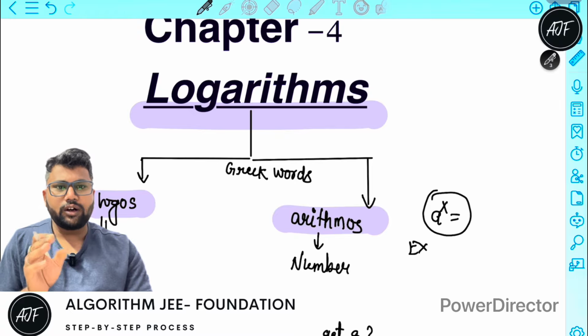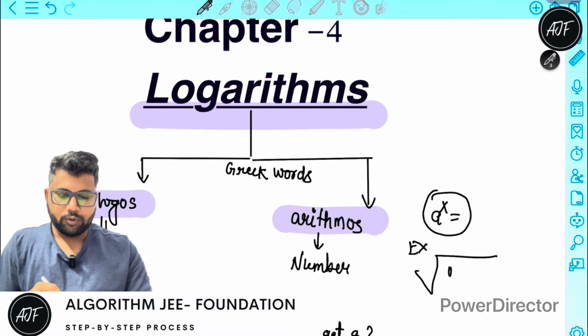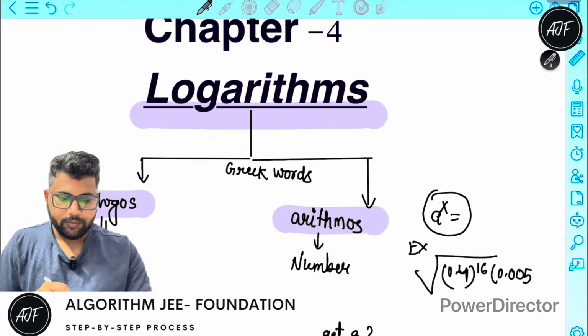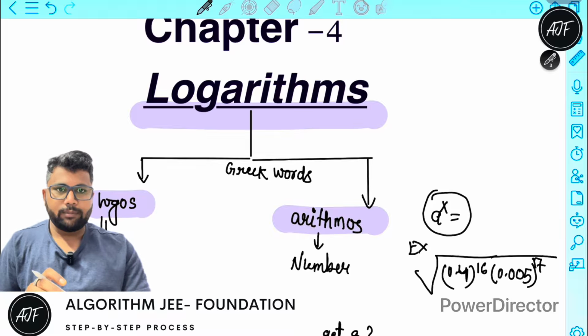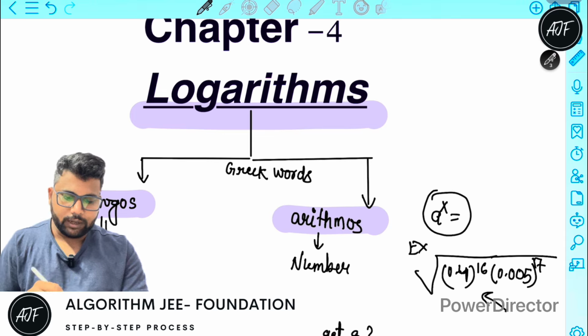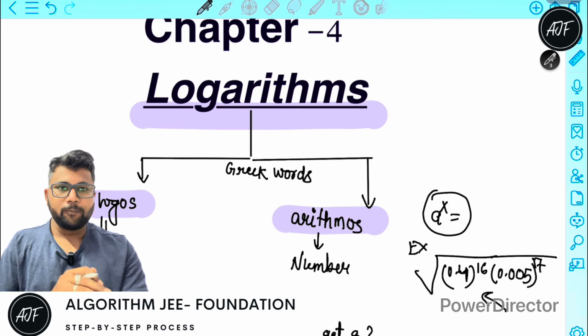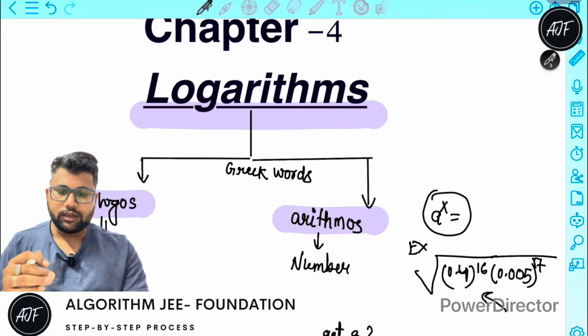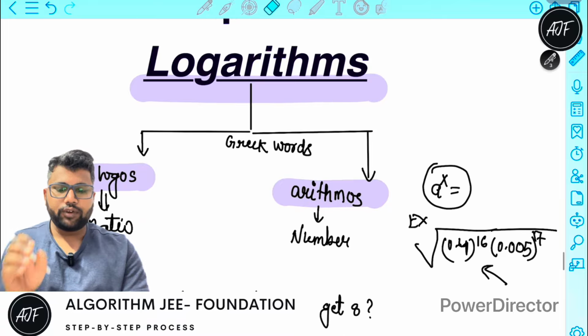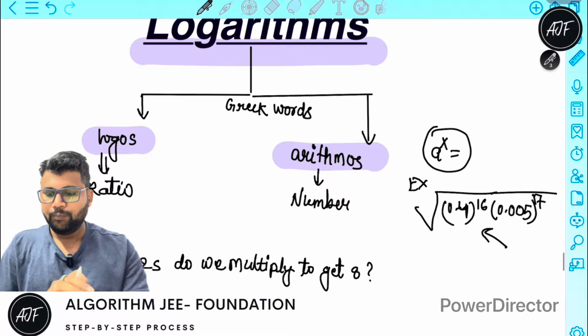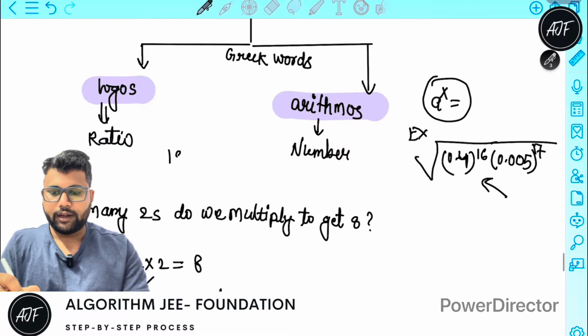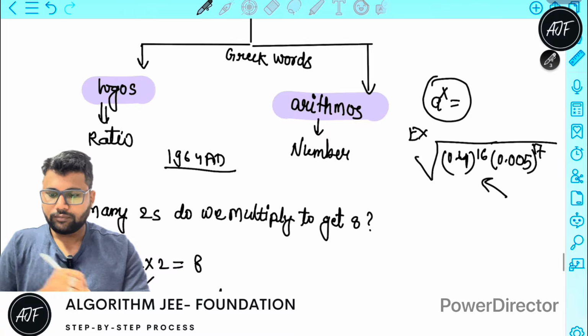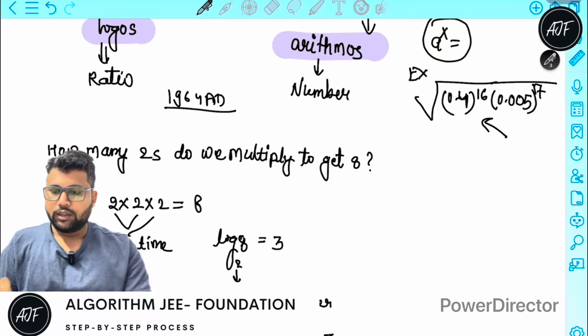Suppose there are lots of types of exponential questions that are difficult. Suppose it is given 4.4, find 4 power 16, 0.005 power 17, like this. These types of questions you discuss. If you solve this type of question, it is very difficult without log. But if you use log on the same exponential question, then it becomes very easy. That's why logarithm was created, around 1964 AD. So now we will discuss the log.